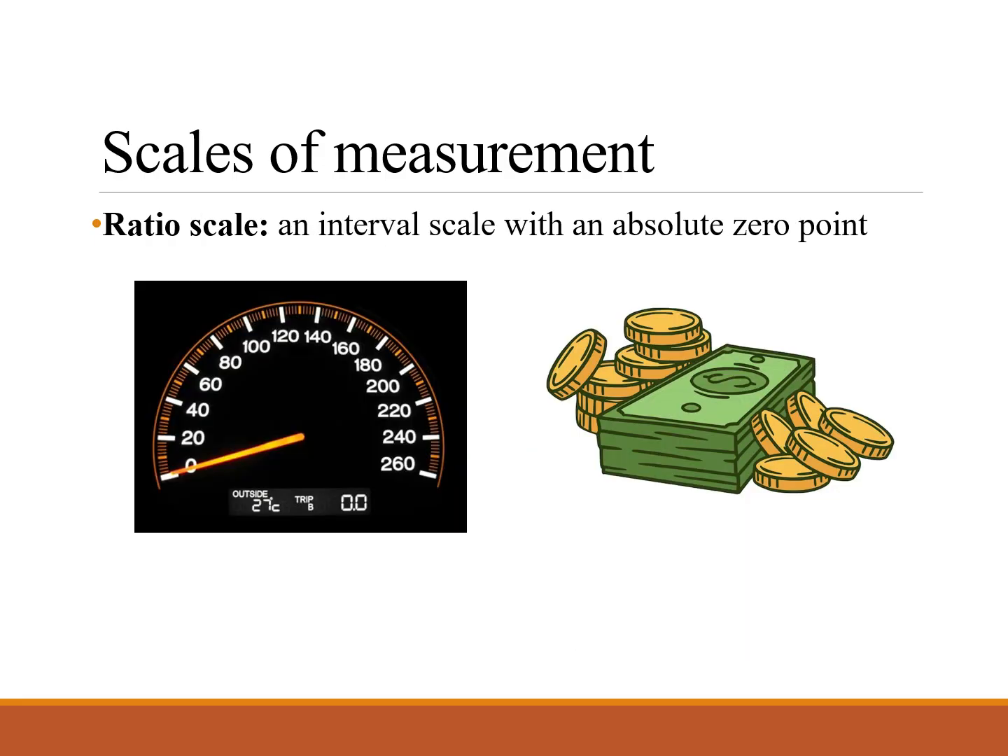A ratio scale is an interval scale with an absolute 0 point. Think about speed. If a car is going 0 miles an hour, it is not moving at all. We don't have that subjectivity, and it cannot go negative miles per hour. Money is also an example, depending on how you measure it. You either have money or you don't.